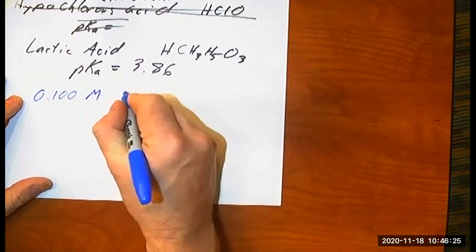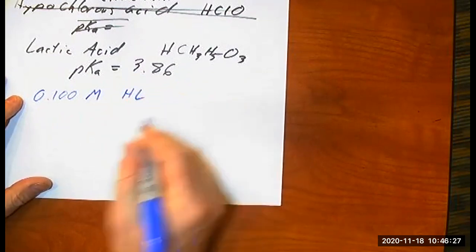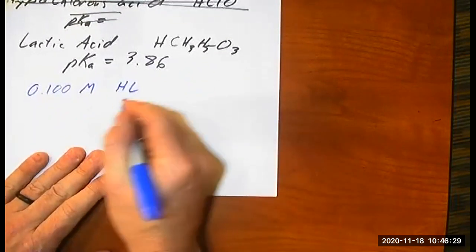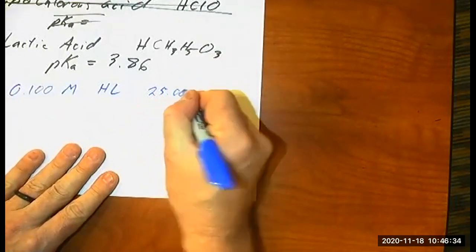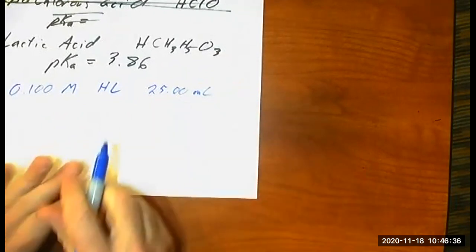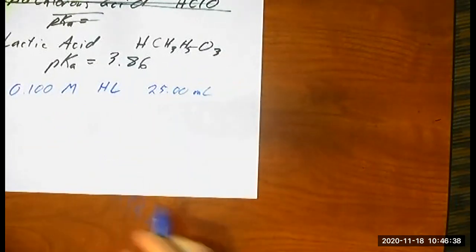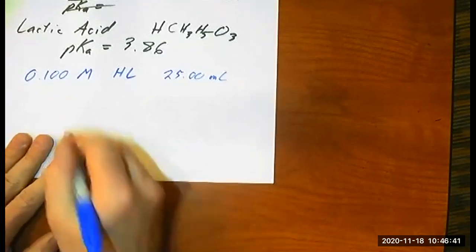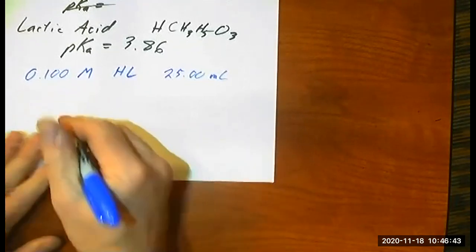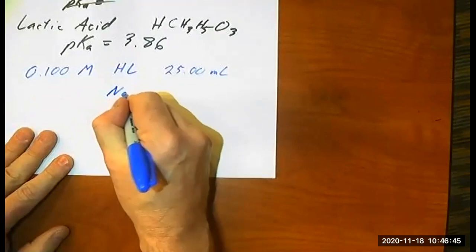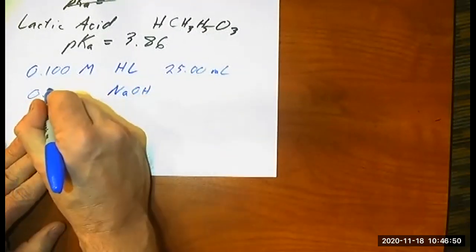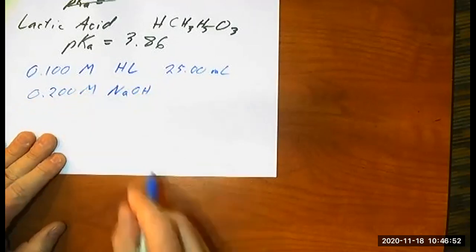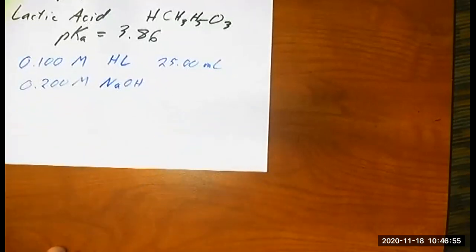So let's call that HL. We'll do L for the lactic acid. And we'll say we have 25 milliliters of that in our beaker that we're using. And we are going to titrate this with a strong base, sodium hydroxide. And let's say that we are using 0.200 molar sodium hydroxide that we are titrating it with.